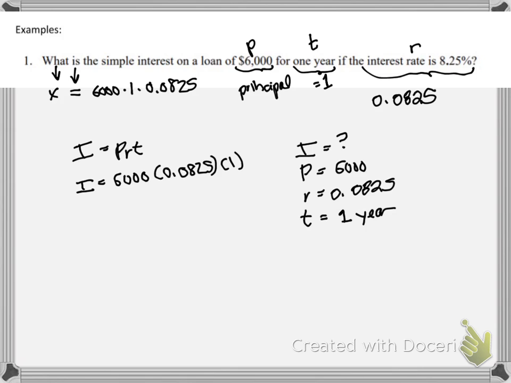So this is a job for our calculator. If you want, you can take a minute, pause the video if you need to, and type that into your calculator. And you will find out that your simple interest is $495. All right, let's do another example.